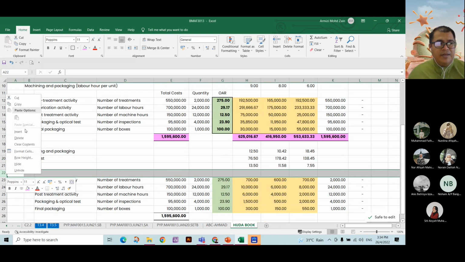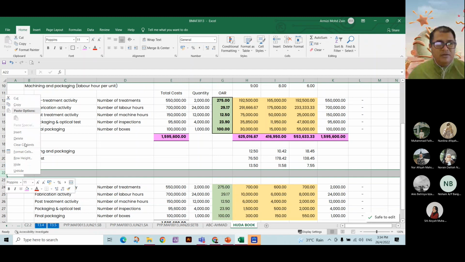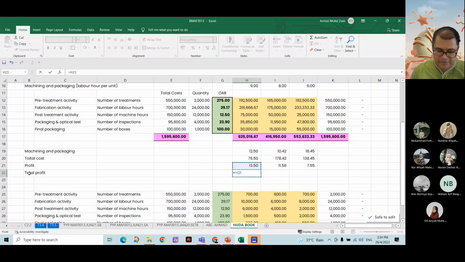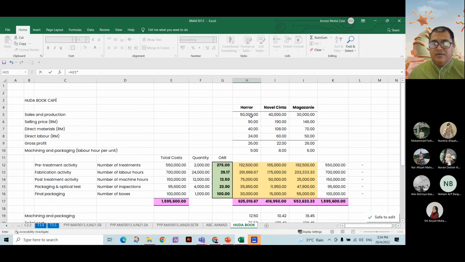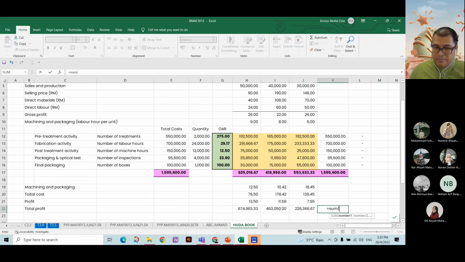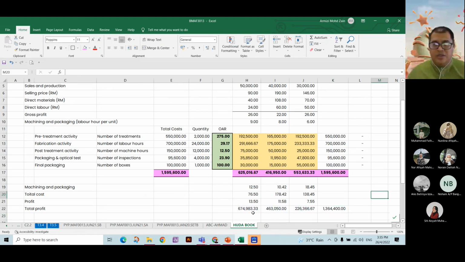Ini profit dia dapat. Total profit pula, profit kali dengan quantity di atas. So dia 1364 400. So di total profit, kalau you guna ABC.